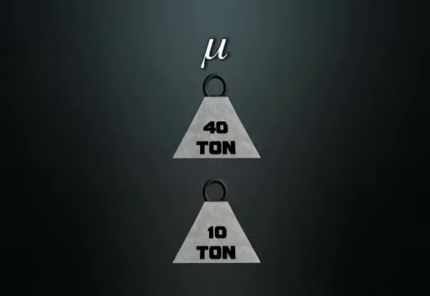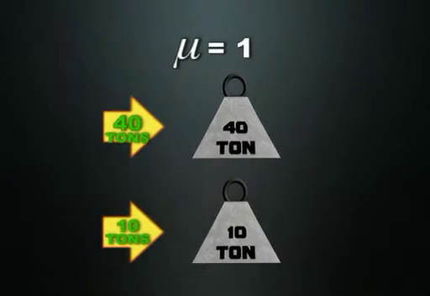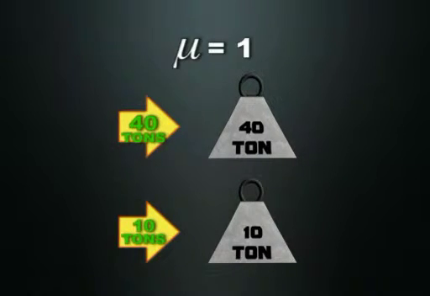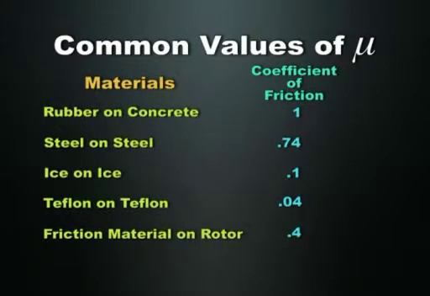So if we have two objects, one weighing 4 times the other, if mu is the same for both, it will take 4 times the force to move the heavier object. Notice how mu affects how much force is needed to move an object. If we reduce it by 10 times, we also reduce the amount of force needed to move the object by 10. Here are some common values of mu for various items. Note that 0.4 represents an average value for friction material against its normal rubbing mate.